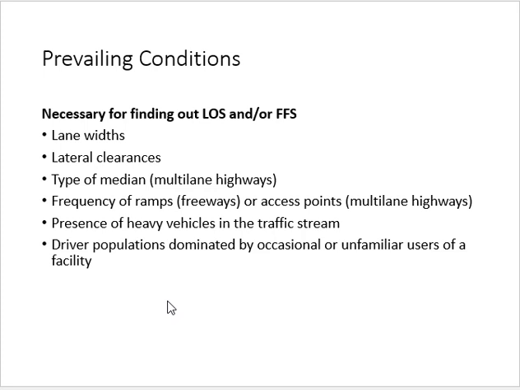Multi-lane highways are from the other category of uninterrupted flow, which have intersections. The intersections are more than 2 miles from each other. So on your segment, you can have access points. Now, there is a difference between an access point and an intersection.